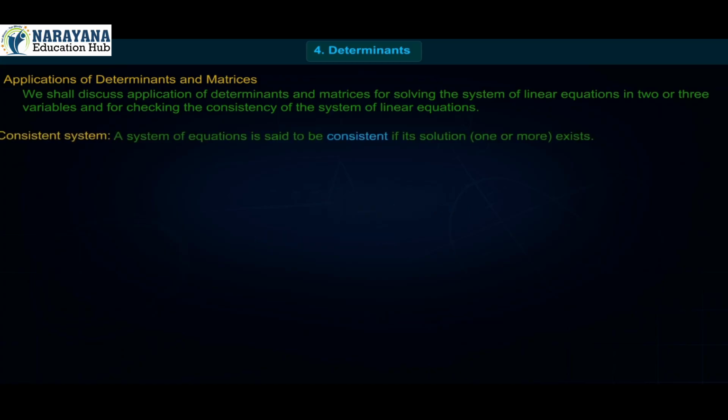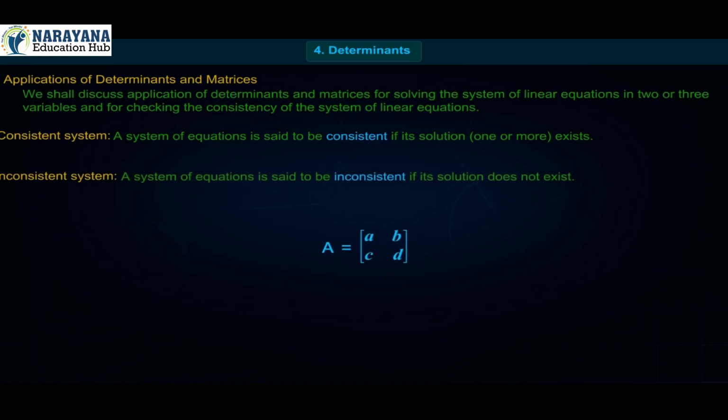Consistent system. A system of equations is said to be consistent if its solution, one or more, exists. Inconsistent system. A system of equations is said to be inconsistent if its solution does not exist. Solution of system of linear equations using inverse of a matrix.